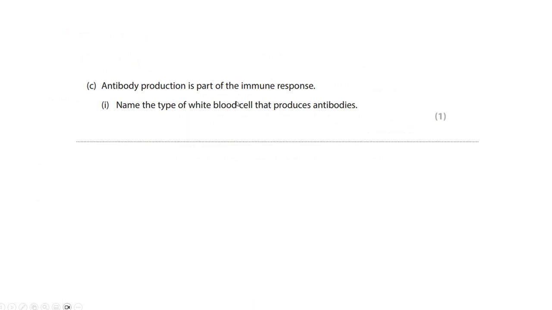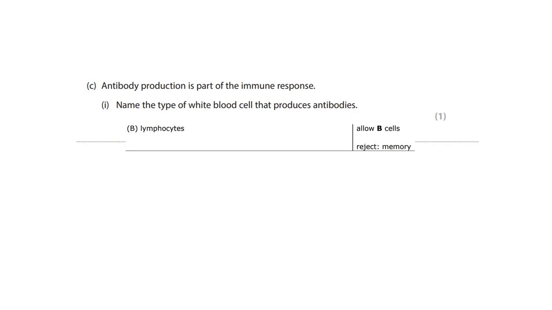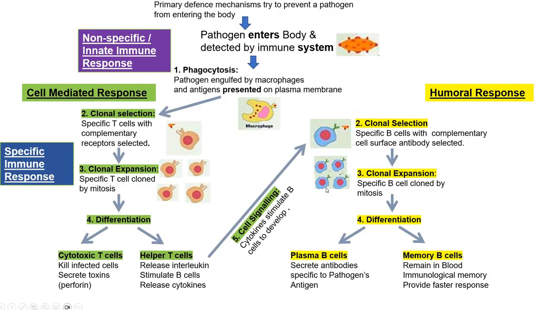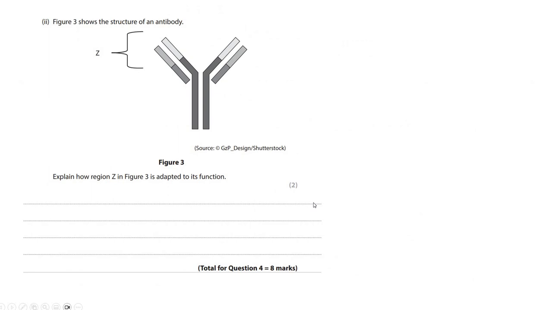Antibody production is part of the immune response. Name the type of white blood cell that produces antibodies. So it is the B lymphocytes or B cells. Figure 3 shows the structure of an antibody. Explain how region Z in figure 3 is adapted to its function.